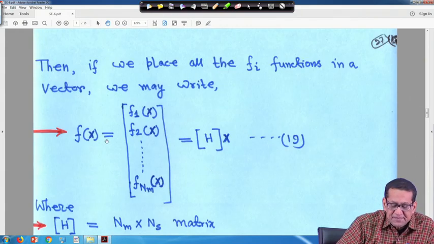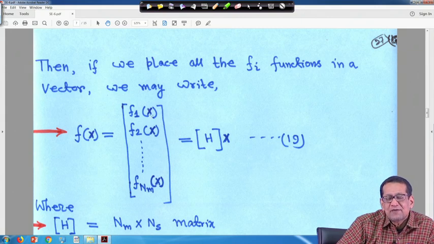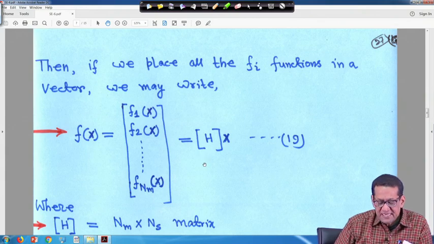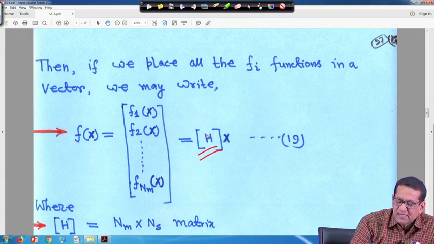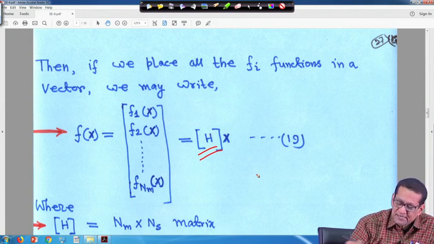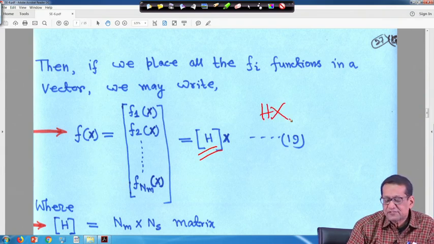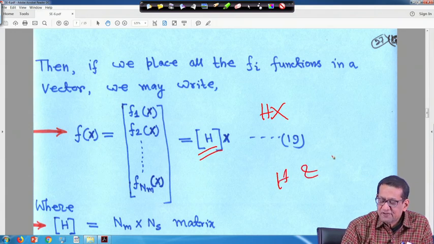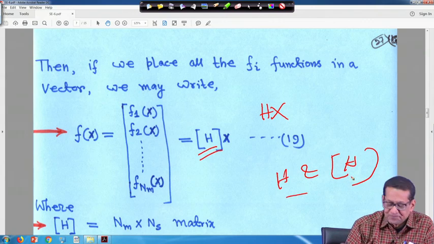That is why f(x) can be written as f1(x), f2(x), because x is nothing but a vector x1, x2 up to xns, up to f_nm(x), the number of measurements, equal to h into x. So h is actually a matrix. Here I have put it in brackets. In your next video lectures, instead of writing the bracket every time, I might simply write h x, right. The meaning is the same; this h and the bracketed h are both the same. Similarly, the other matrices are also the same.